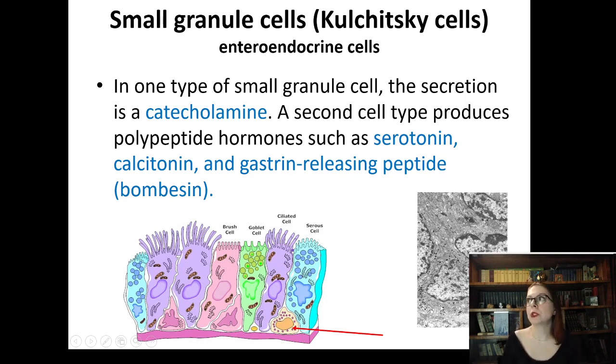And why is it important to know about them? Because they might give rise to tumors, and those tumors produce hormones, and that's why some patients suffer from different syndromes resembling endocrine pathology or increased blood pressure in case of catecholamine expression, for example. So those cells are well known not only in the normal condition but in the pathology.